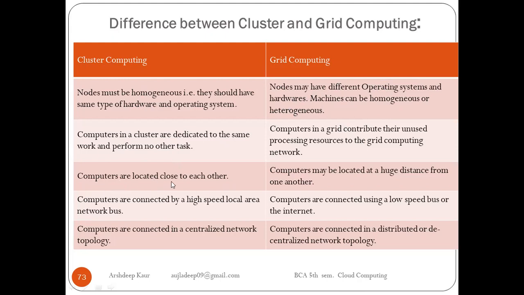In cluster, computers are located together and tightly coupled. In grid, they are not tightly coupled and are located at some distance. In cluster, computers are connected by a high-speed local network bus, and grid computers are connected using a low-speed bus or the internet. In cluster, computers are connected in a centralized network. In grid, they are connected in a decentralized network.